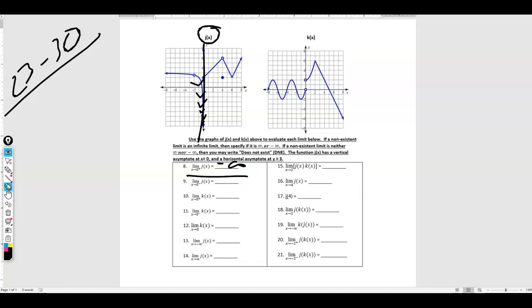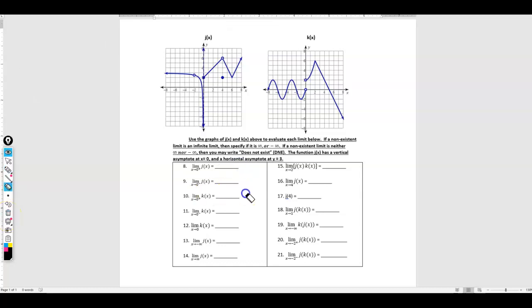Okay, let's go ahead and take a look at the next one. What about if I'm approaching 0 from the left on the j function? Now, as I approach it from the left, I actually am landing at a number there, and the answer is 2.